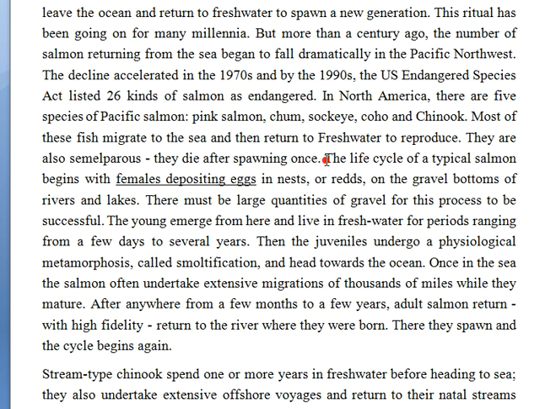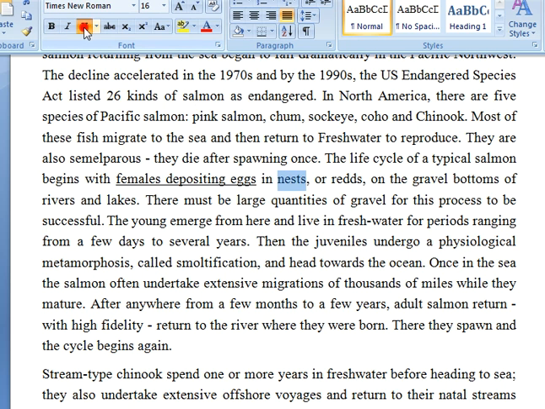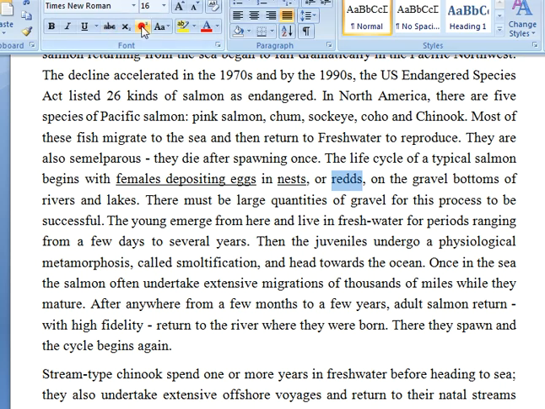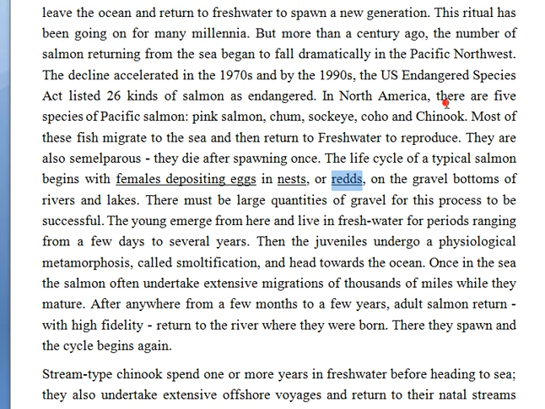So I'll read the sentence from the beginning. The life cycle of a typical salmon begins with females depositing eggs in nests, or redds. I got the answer. Oh, that means two answers are there. Nests is also a correct answer, and redds is also a correct answer. But you're allowed to write only one word, so you can write any one answer only, and I would prefer to write here nests.